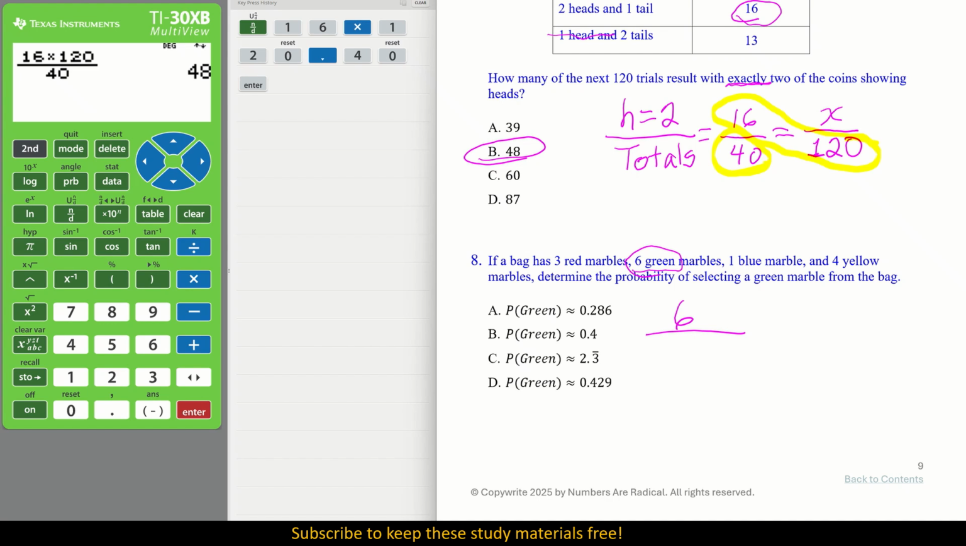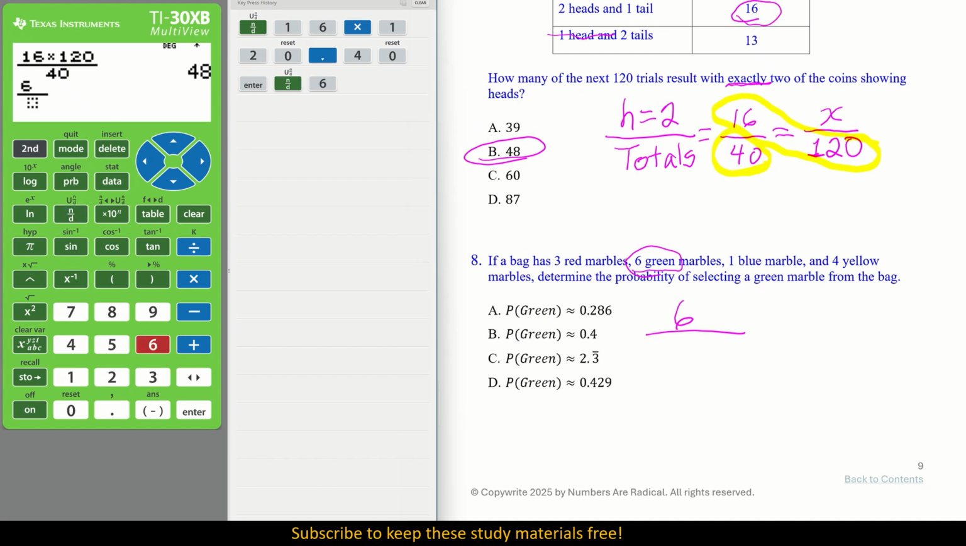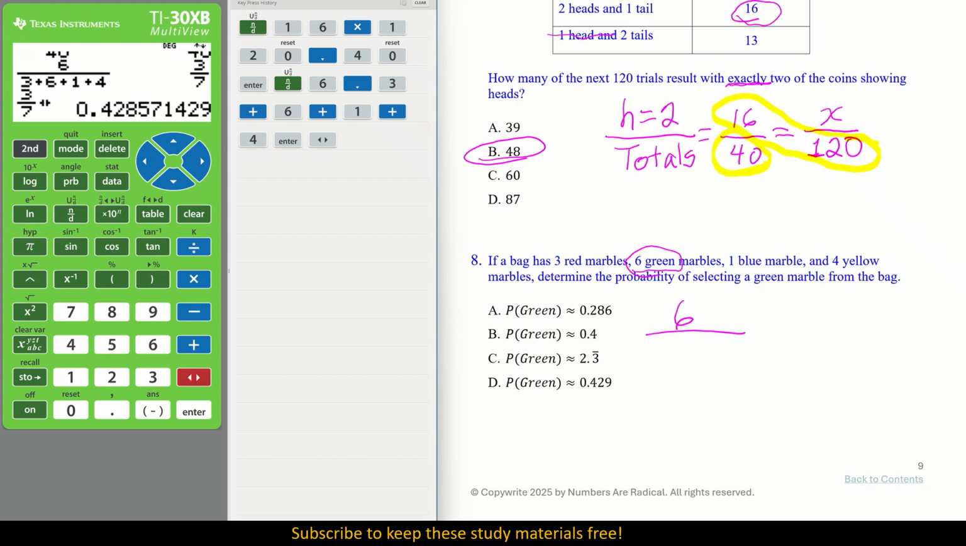In all reality, here's the best way to do this so you're accurate. Crazy, but it works. Do your fraction. I need green. What's my total? Don't sit there and worry about it, trying to do it in your head. Do this: 3 plus 6 plus 1 plus 4. Double check that you have it right. Push enter. Now that gives me a fraction. Use your toggle button above your enter, and that gives me my approximation.